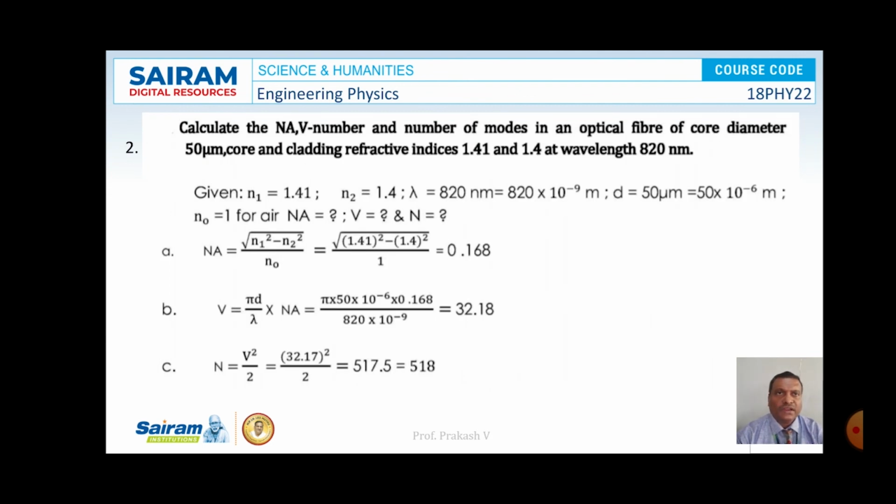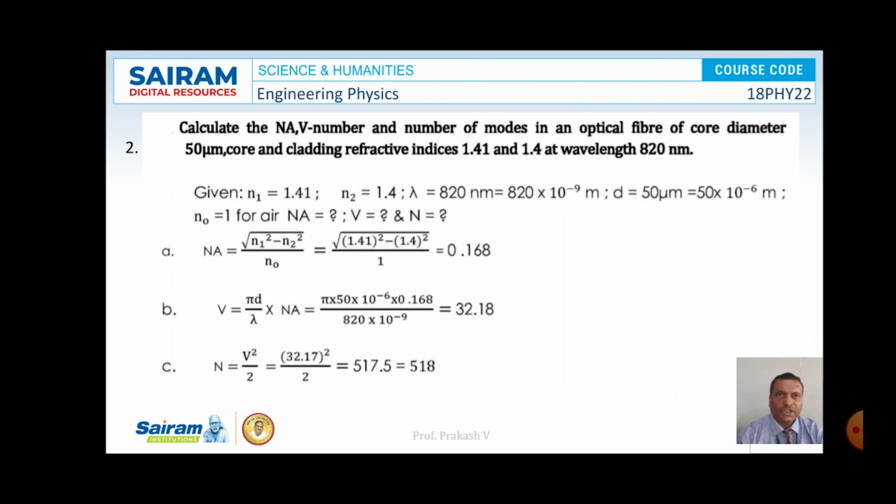And second problem: calculate the numerical aperture, V number and number of modes in an optical fiber of core diameter 50 micrometer and core and cladding refractive indices 1.41 and 1.4 at wavelength 820 nanometer. So given n1 is 1.41, n2 is 1.4, wavelength of incident light is 820 nanometer, diameter of the core is 50 micrometer, and n0 is given as 1 for air. So what is the numerical aperture, V number and number of modes of propagation?